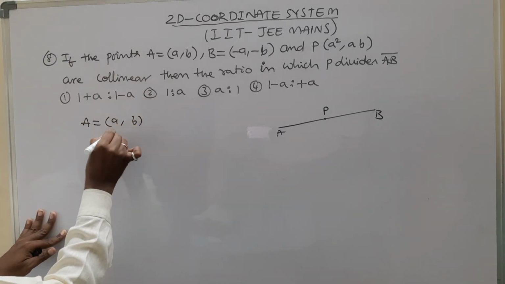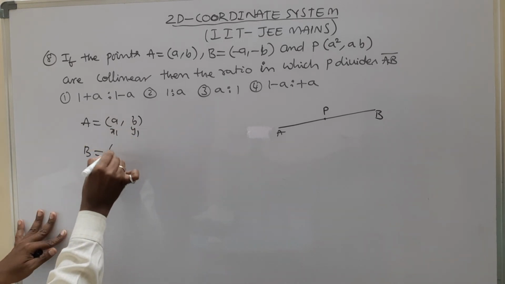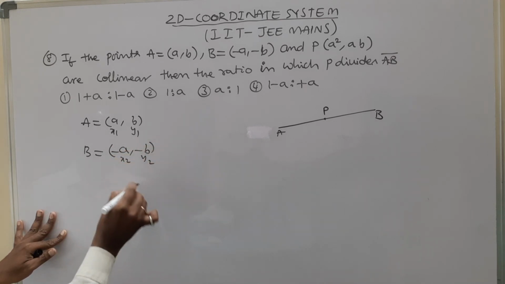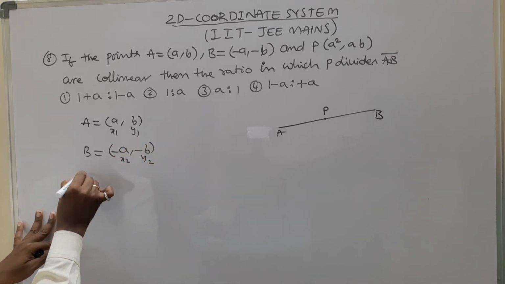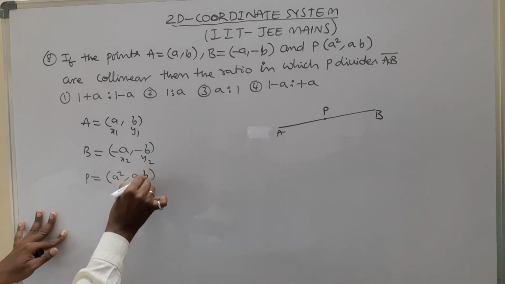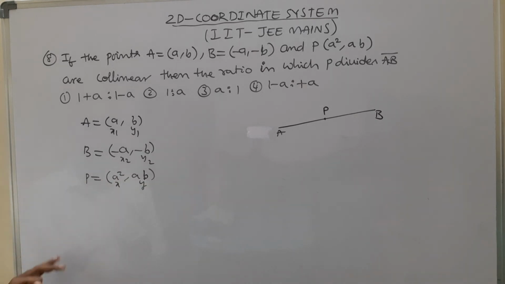These coordinates are x1, y1. Capital B equals (minus a, minus b), these coordinates are x2, y2. Here P coordinates are also given: P equals (a square, ab). These coordinates represent x comma y.